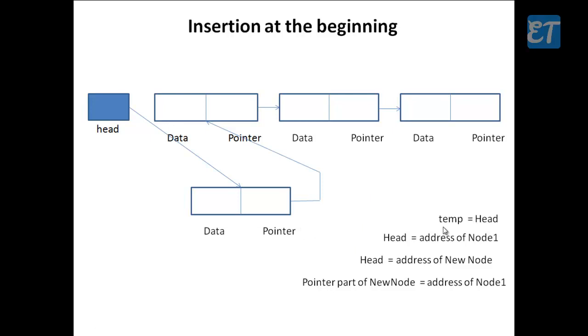First of all, we'll be copying the content of head to a temporary pointer variable, say temp. So the address of node 1 is now available in temp, and then we can assign the pointer part of this new node with the address of this node by using temp. So now the problem is solved. This is the logic to implement the insertion of a new node at the beginning of a linked list.